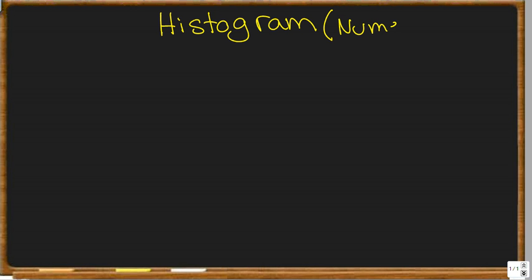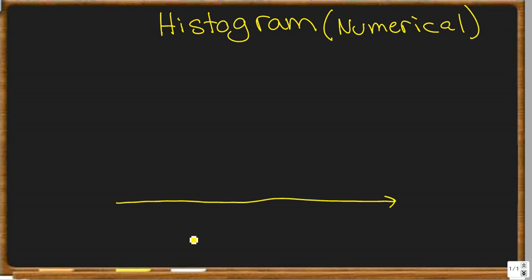Okay, so we're going to talk about displaying numerical data, and the main way that you're going to see this being done is through what's called a histogram. The only difference really between a histogram and a bar chart is that a histogram is for numerical data. And really what that means is that your bottom axis actually means something.